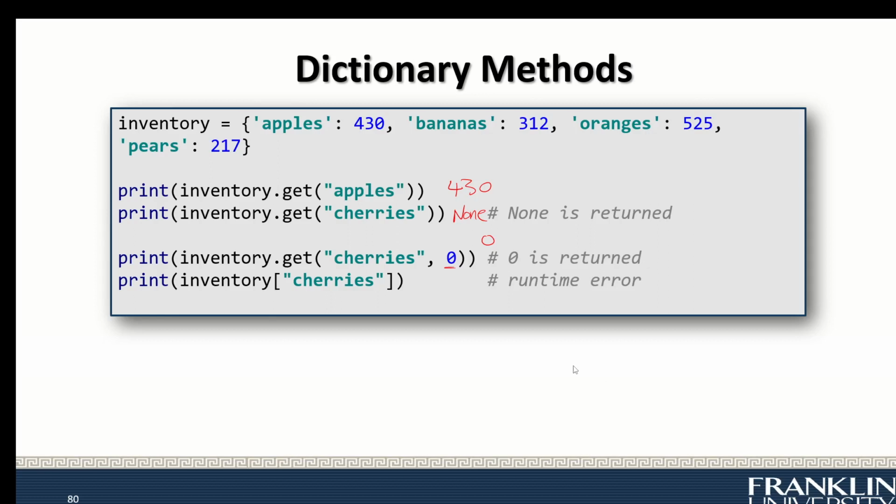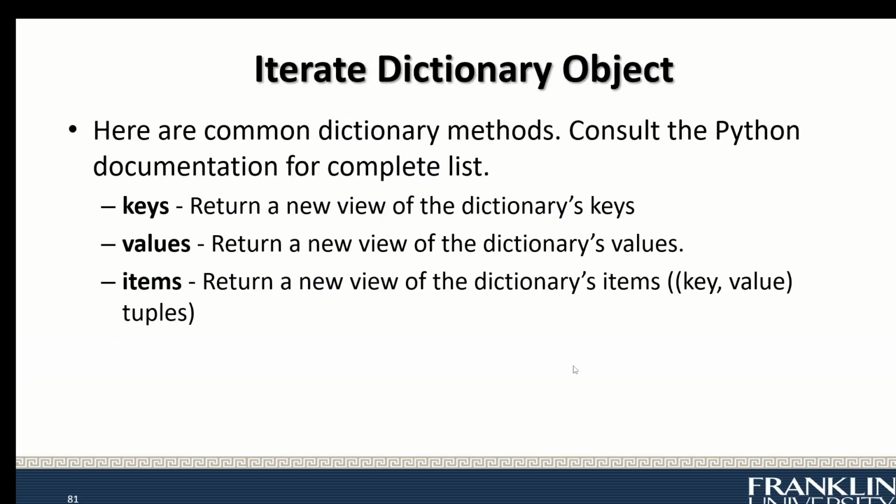Let's see what other things we can talk about. You can iterate over a dictionary object. To do iteration, let me talk about three other dictionary methods: keys, values, and items. The keys method will return all of the dictionary keys. Values returns all the dictionary values. And items will return the dictionary items, the key value pairs, the key value tuples.